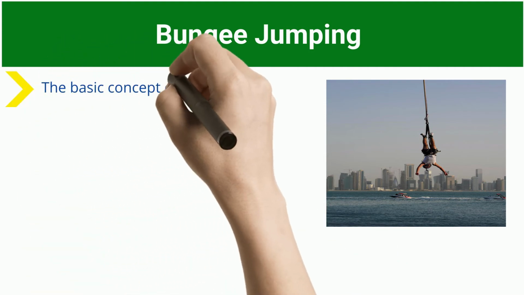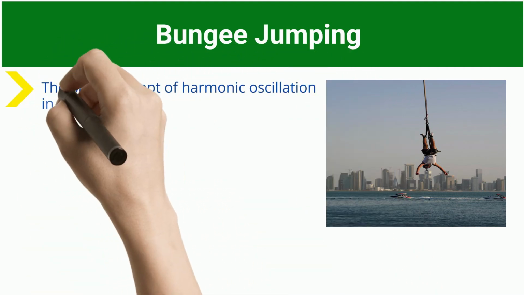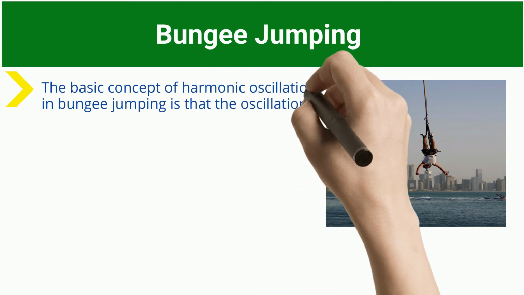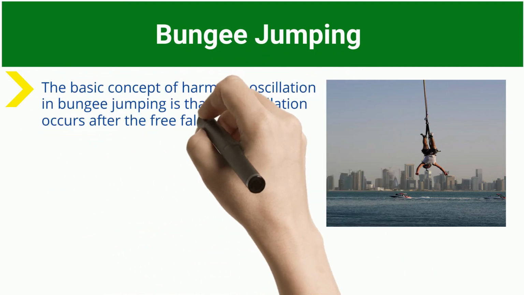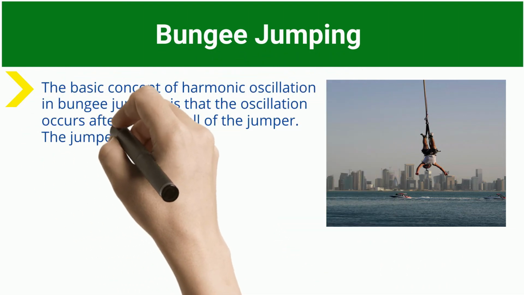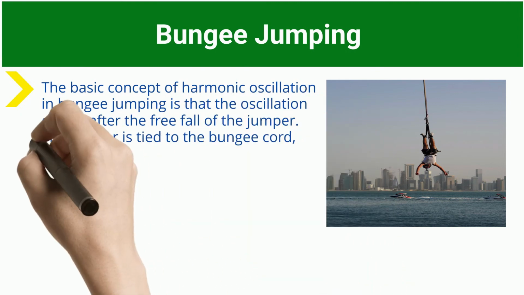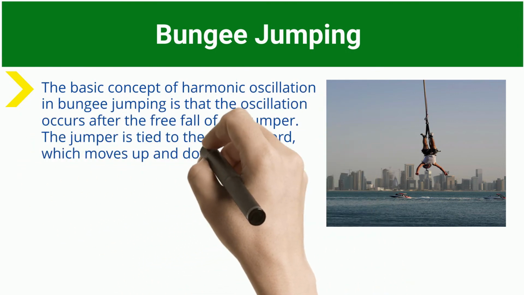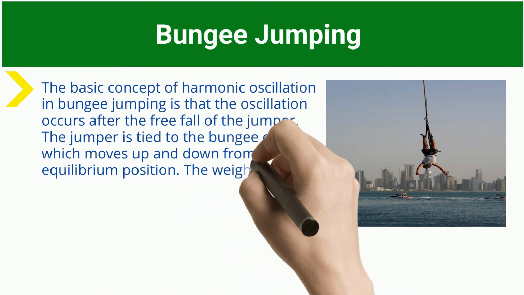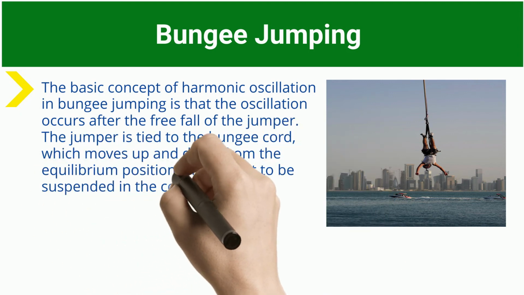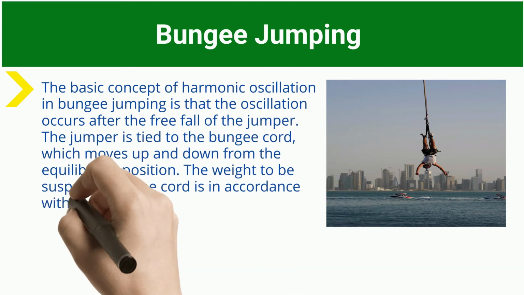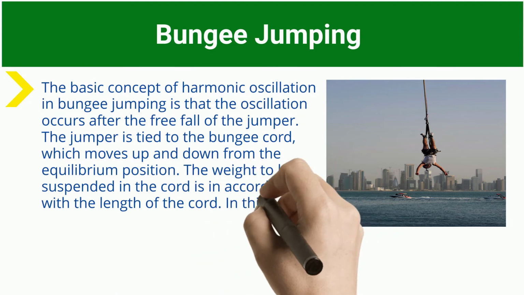The basic concept of harmonic oscillation in bungee jumping is that the oscillation occurs after the free fall of the jumper. The jumper is tied to the bungee cord, which moves up and down from the equilibrium position. The weight to be suspended in the cord is in accordance with the length of the cord. In this way, Hooke's law, F equals kx, is obeyed.